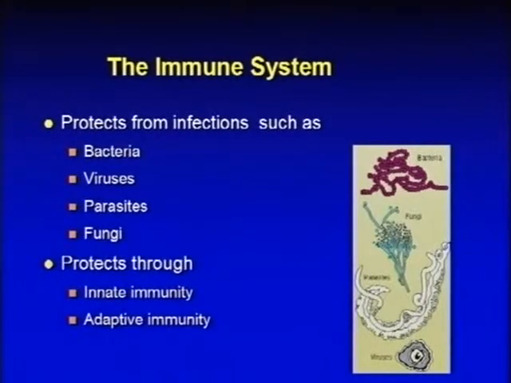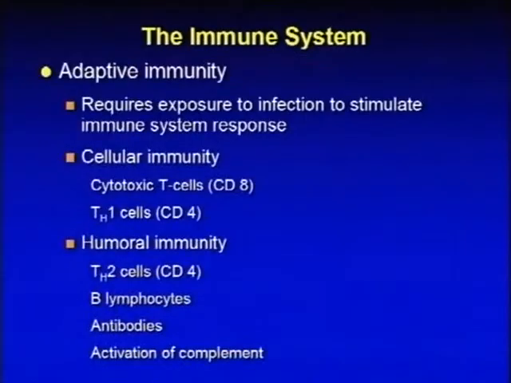wall of defense. Then there's a second arm that we'll talk about a little bit more, which is what we think becomes more activated in these autoimmune diseases. So after your innate immune system either fails or the infection persists, then this part gets turned on. So what are the parts of the adaptive immune response? Well, it requires exposure to the infection to stimulate the immune system, and usually it's a more prolonged exposure.